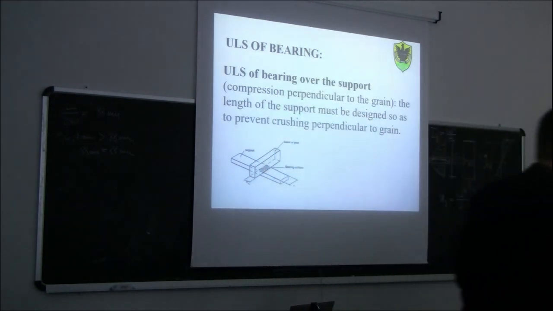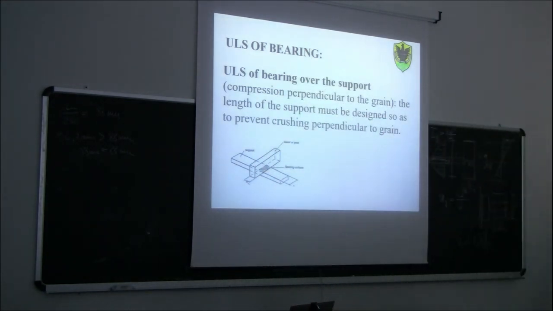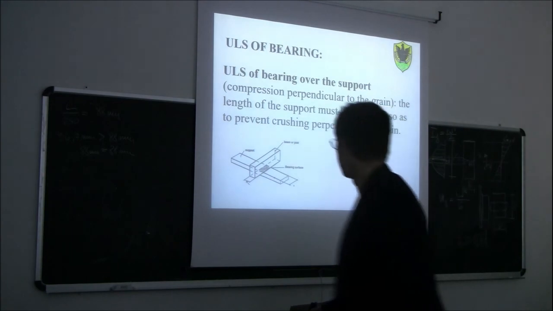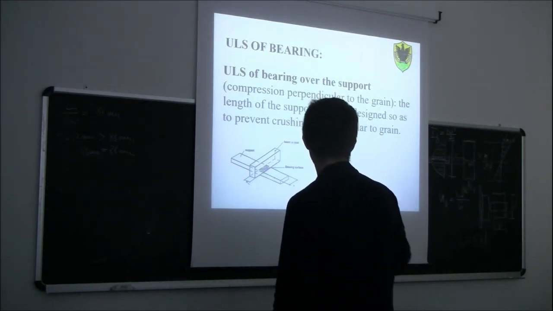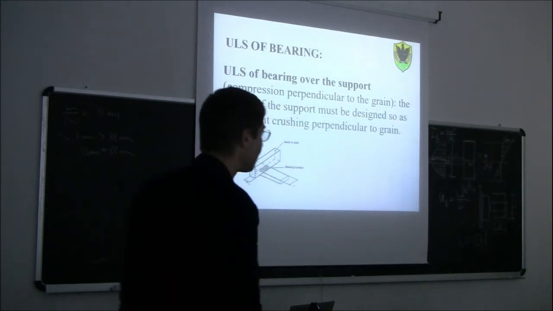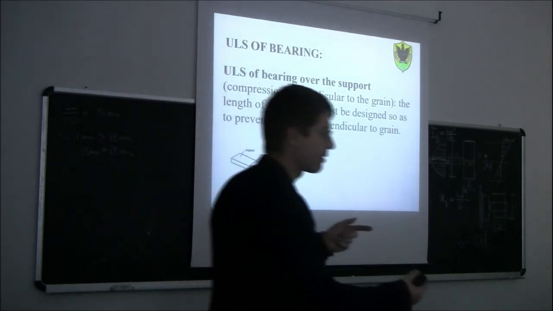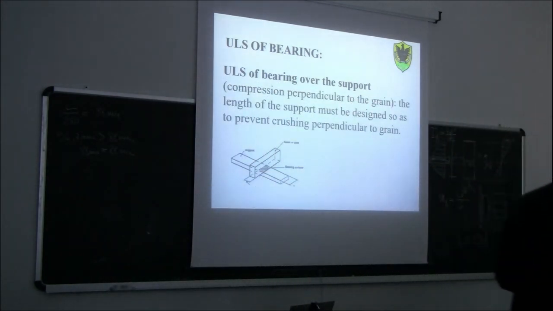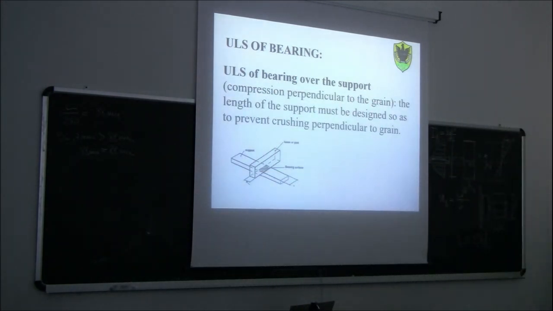The other ultimate limit state to check is the ultimate limit state of bearing, so compression perpendicular to the grain over the support. In this case, we need to design the length of the support, so the length of the bearing surface, in order to make sure that we won't get failure for compression perpendicular to the grain over the support itself.